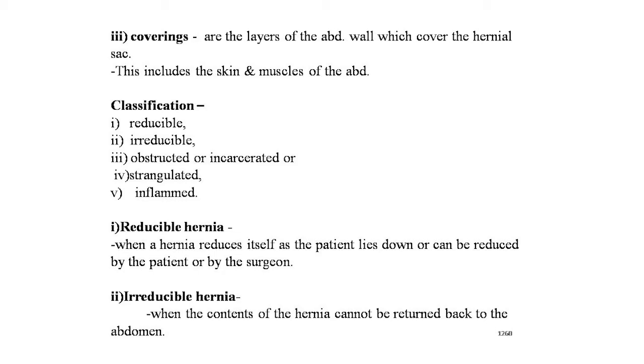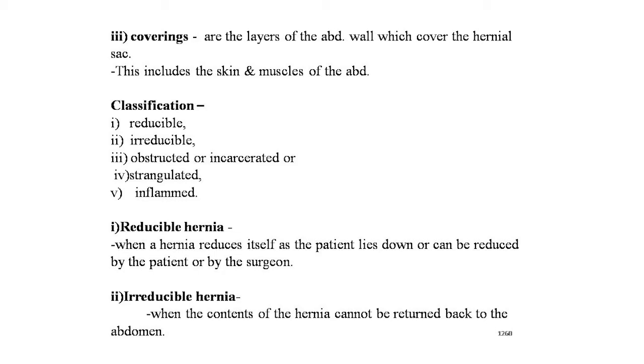When a hernia reduces itself as the patient lies down, or can be reduced by the patient or by the surgeon, that is called a reducible hernia. And what is an irreducible hernia? When the contents of the hernia cannot be returned back to the abdomen by the efforts of the patient or by the surgeon, that is called an irreducible hernia.